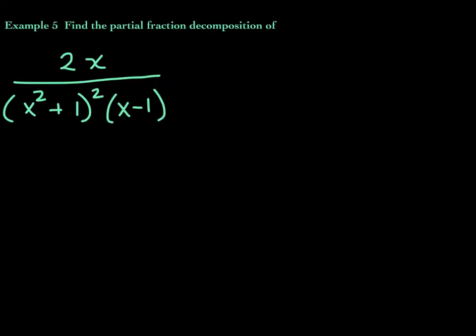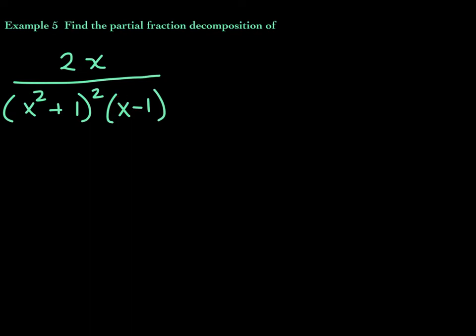All right, last problem, everybody. 2x over x squared plus 1 squared times x minus 1. All right, a lot of stuff going on here. Here we go. Step one. Notice that this is proper indeed. The numerator is degree 1, the denominator is degree 5, because x squared times x squared to the second power is x to the fourth. Then you've got x to the first here, so it's degree 5.